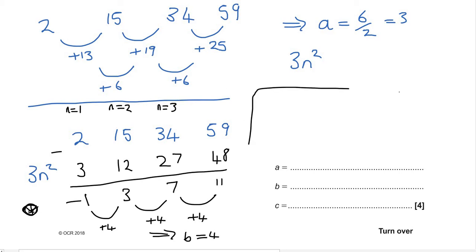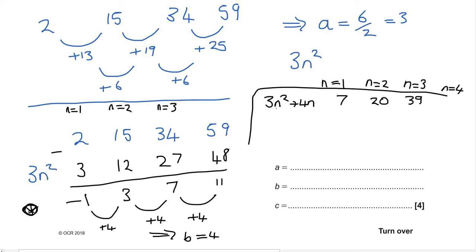Okay, so we're almost there. We now have that a equals 3 and b equals 4. So we have 3n squared plus 4n. Right? So now, all we have to do is, again, do this for values n equals 1 up to 4. Okay, if n equals 1, we've got 3 plus 4, which is 7. If n equals 2, we've got 12 plus 8, which is 20. If n equals 3, we've got 27 plus 12, which is 39. And if n equals 4, we've got 48 plus 16, which is 64.